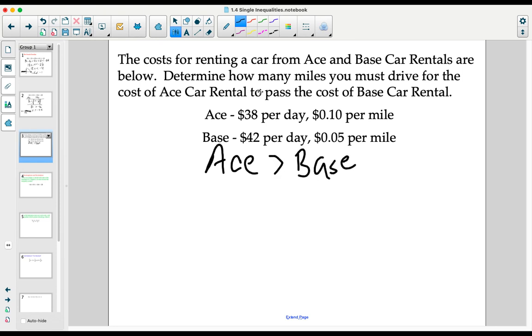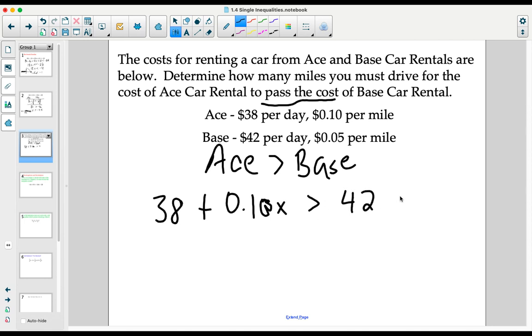The subtle difference in the phrasing of the question, to pass the cost of base car rental, means we're going to use an inequality. We're not going to use an equation. We don't want them to be the same. We want ace rental car to be more than base rental car. In that situation, here's ace being charged per mile, and we want that to be greater than base being charged per mile.